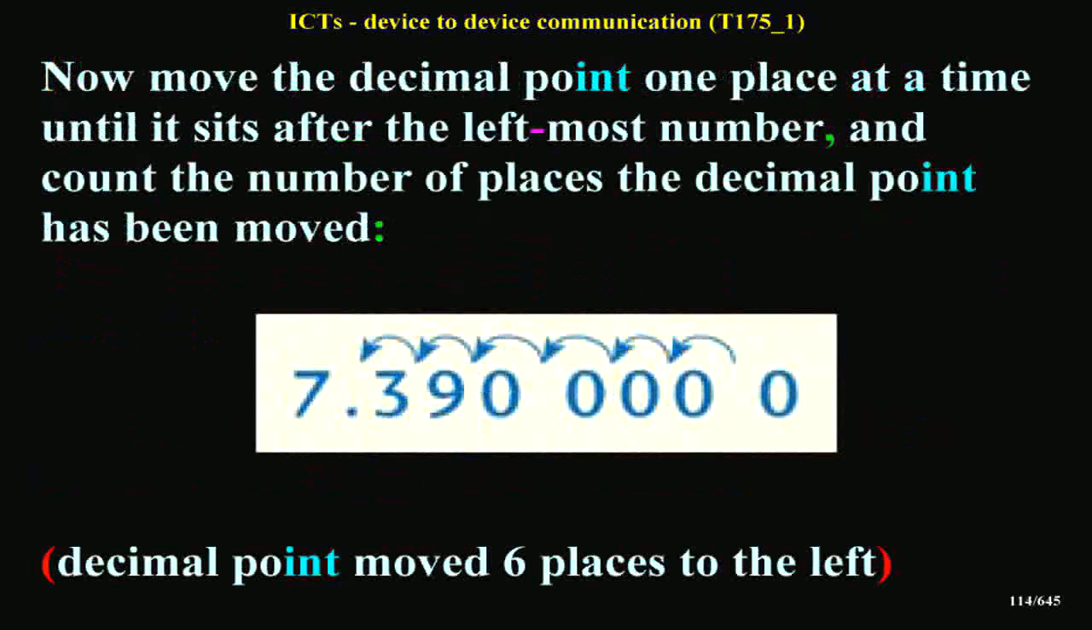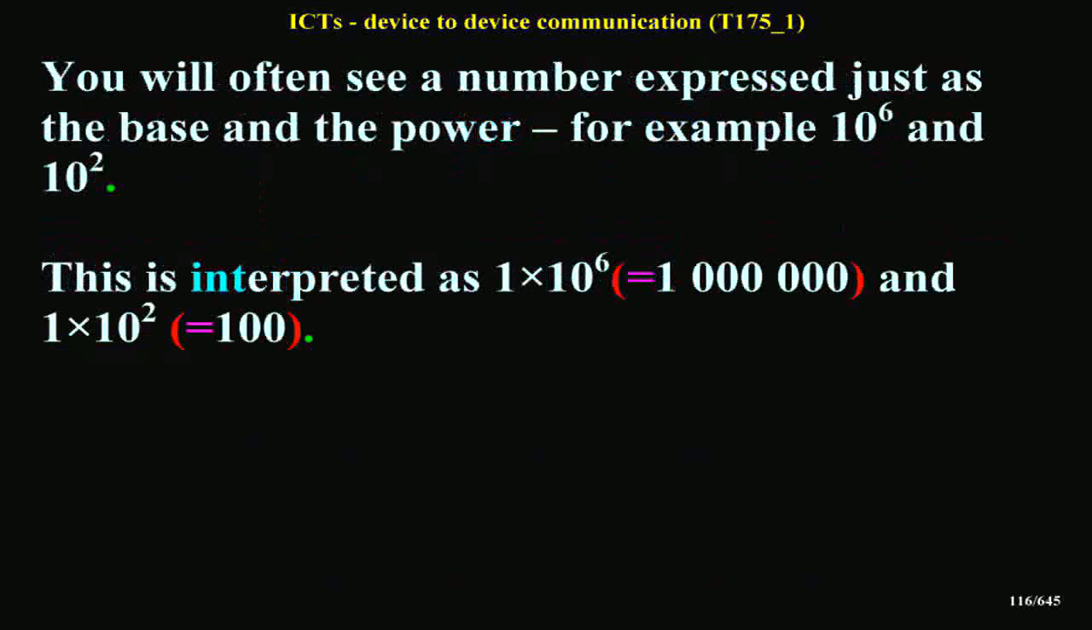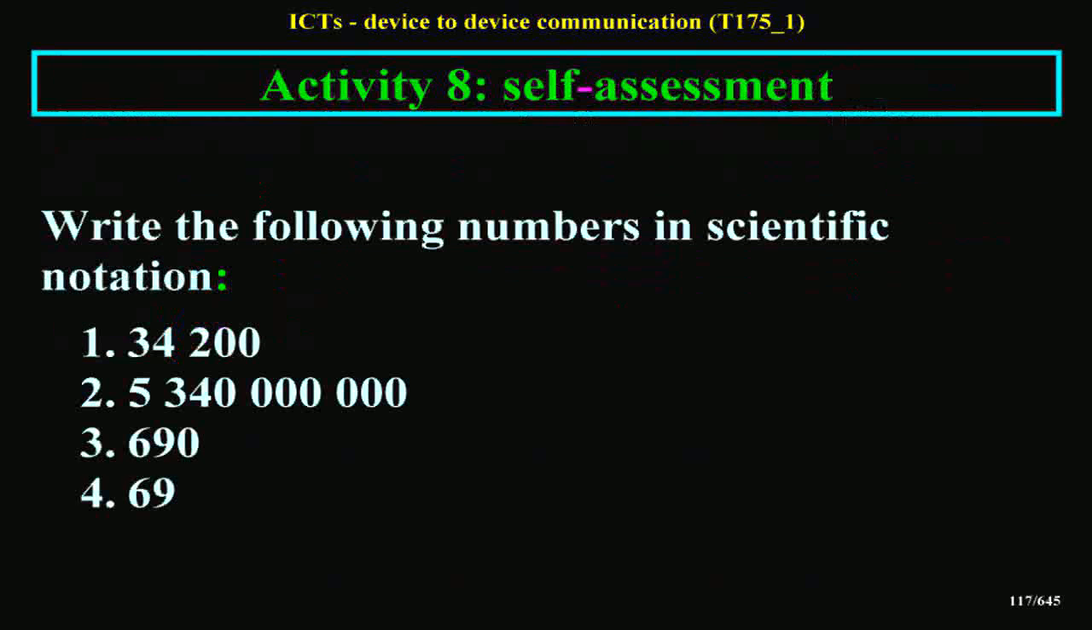Now move the decimal point one place at a time until it sits after the leftmost number, and count the number of places the decimal point has been moved. Decimal point moves 6 places to the left. Now remove all the 0s at the right-hand end after the decimal point because these are redundant, and multiply what is left by 10 raised to the power of the number of places the decimal point has been moved. You will often see a number expressed just as a base and power, for example 10⁶ and 10². This is interpreted as 10⁶ equals 1,000,000 and 10² equals 100.